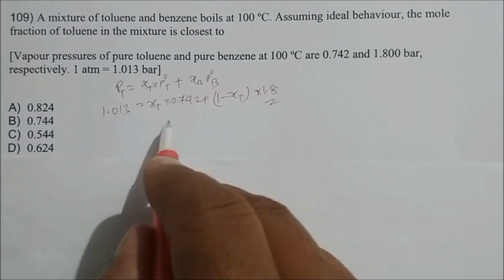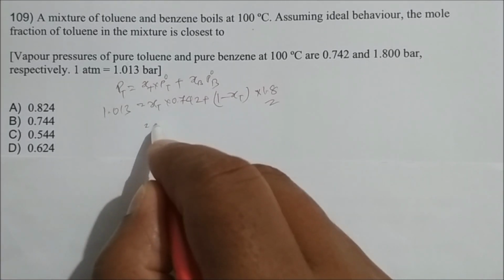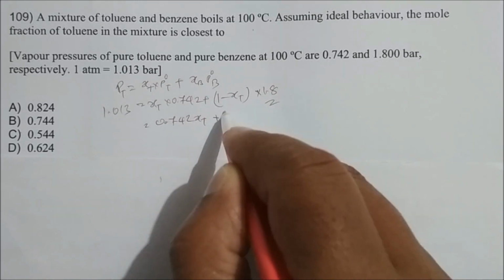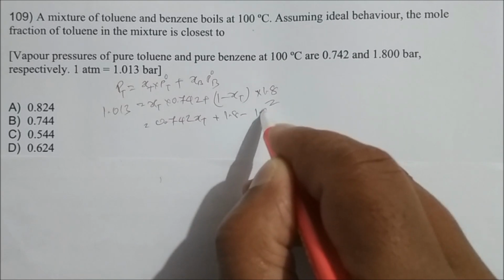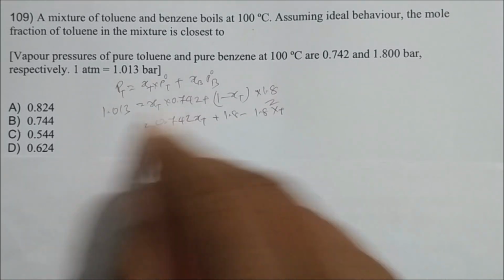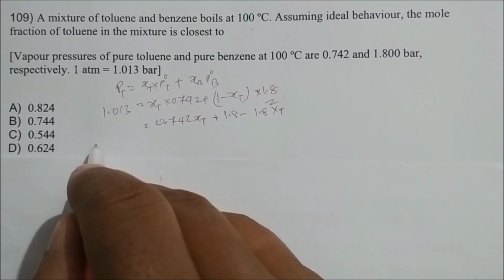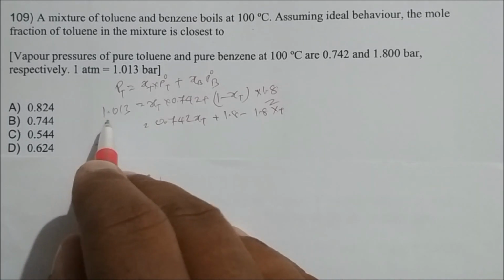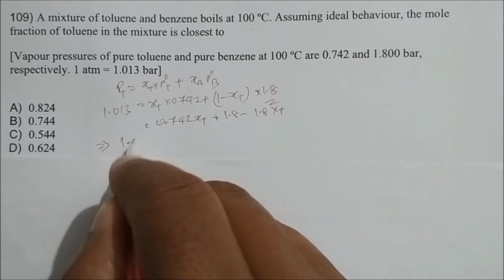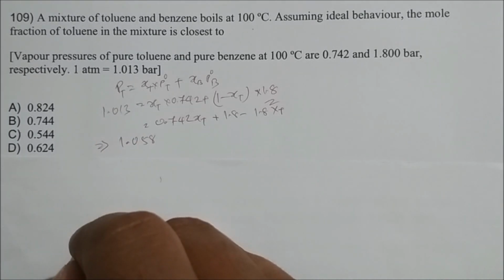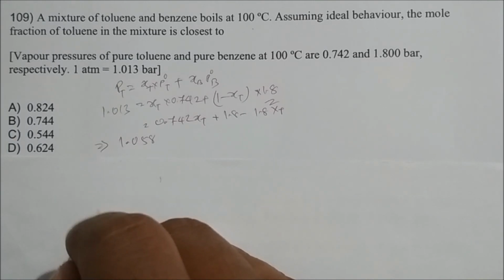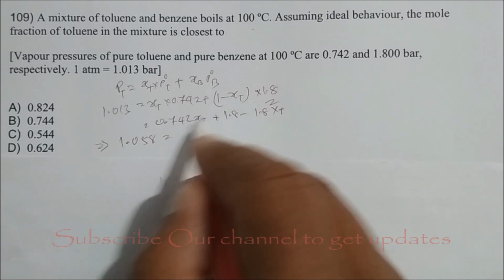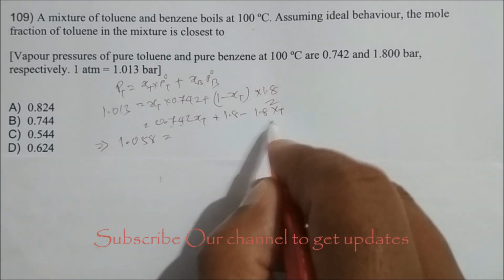Now if you solve it, this is nothing but 0.742 into xt, plus 1.8 minus 1.8 into xt. So we can subtract over here. On subtracting, how much value will you get? 1.8 minus 1.013 gives 0.787, and 1.8 minus 0.742 gives 1.058.